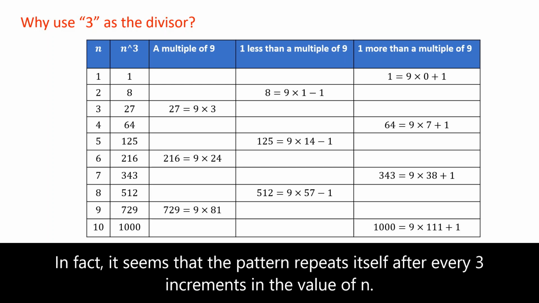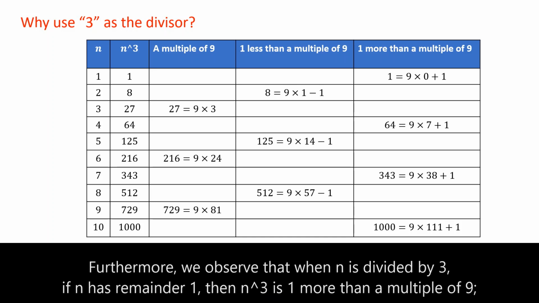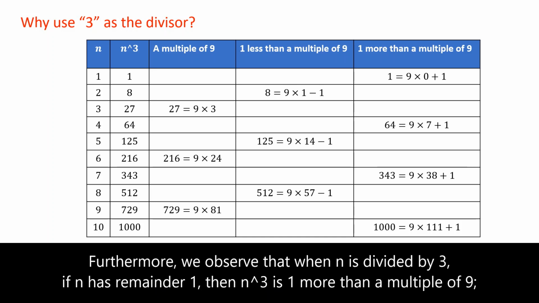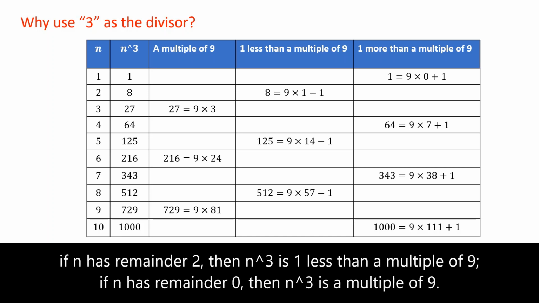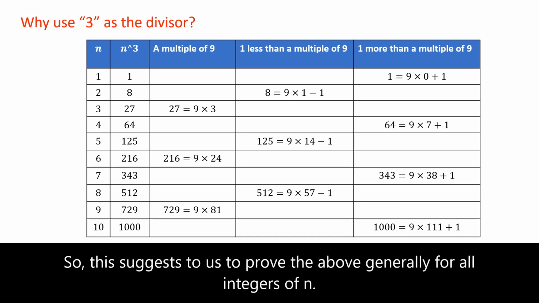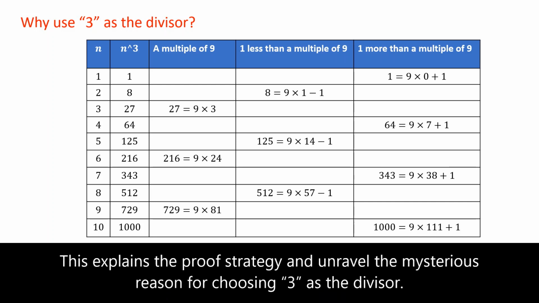In fact, it seems that the pattern repeats itself after every 3 increments in the value of n. Furthermore, we observe that when n is divided by 3, if n has remainder 1, then n cubed is 1 more than a multiple of 9. If n has remainder 2, then n cubed is 1 less than a multiple of 9. If n has remainder 0, then n cubed is a multiple of 9. So this suggests to us to prove the above generally for all integers n. This explains the proof strategy and unravels the mysterious reason for choosing 3 as the divisor.